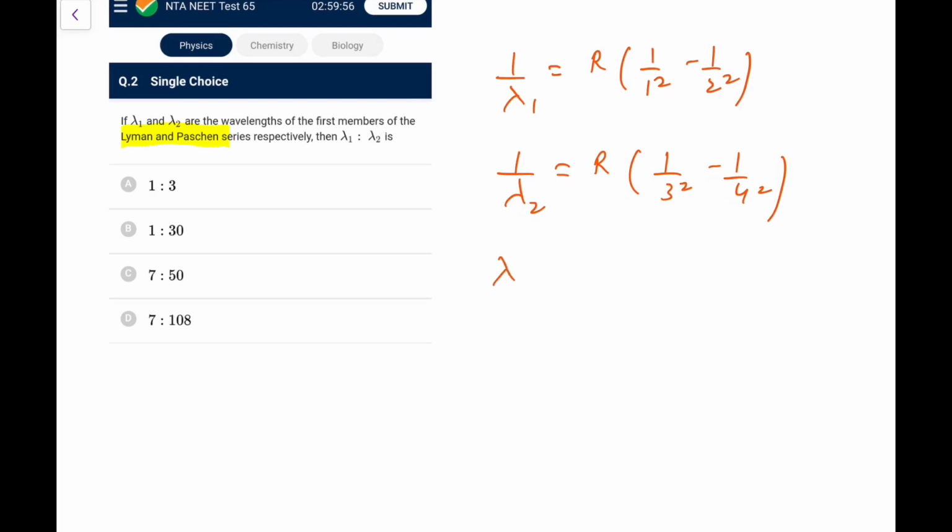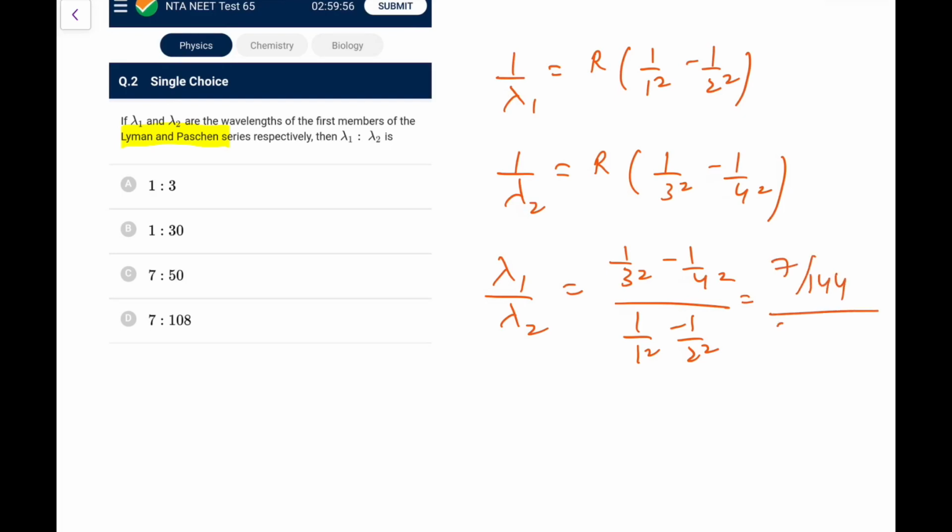So to get lambda 1 by lambda 2, we have to divide the opposite one. So it would be 1 by 3 square minus 1 by 4 square upon 1 by 1 square minus 1 by 2 square. So it comes out as 16 minus 9, 7 by 144, and this would be 3 by 4. So it is 7 into 4 upon 3 into 144. So it comes out as 36, so 7 upon 108. So go for option D.